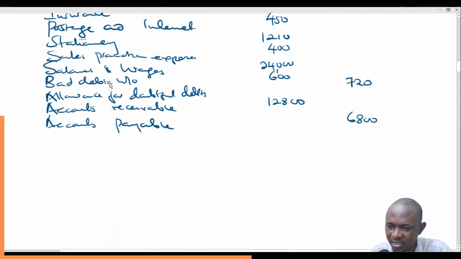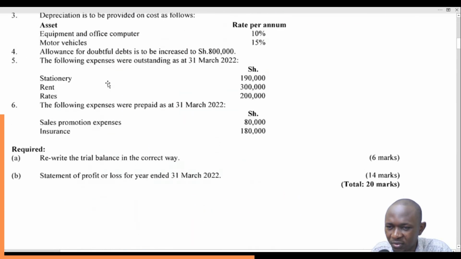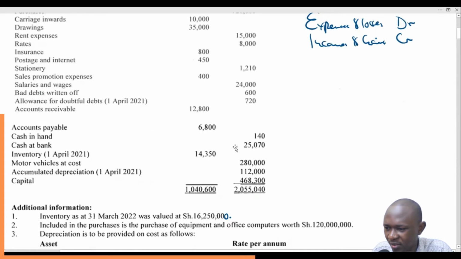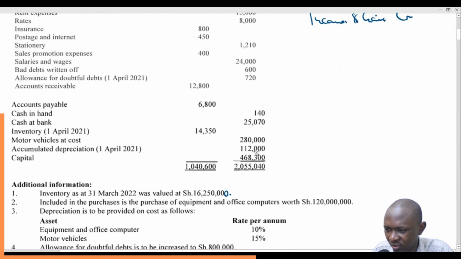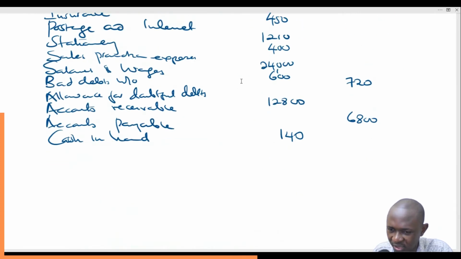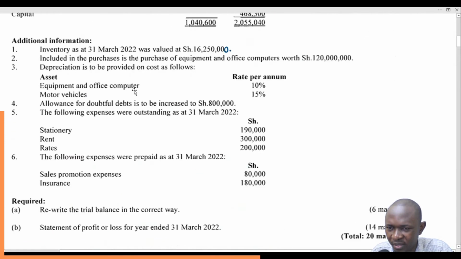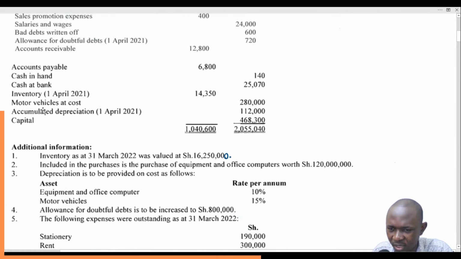Cash in hand, 140. Cash in hand is an asset, and the amount is 140. Next we have cash at bank. It's an asset. Cash at bank, 25,070. It is an asset.